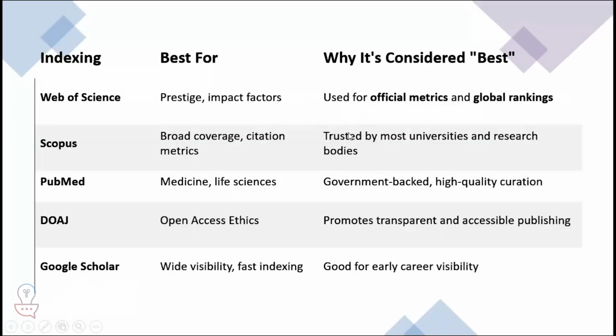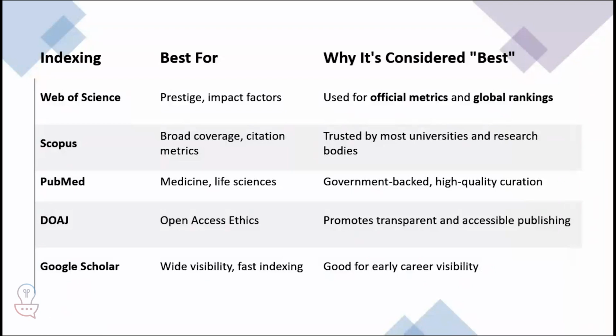Here I have summarized again. Web of Science is used for official metrics and global ranking. Scopus is trusted by most universities and research bodies. PubMed is best for medicine and life sciences, and it is considered best for government-backed and high-quality curation. DOAJ is for open access ethics. It promotes transparent and accessible publishing. Google Scholar is good for early career visibility.